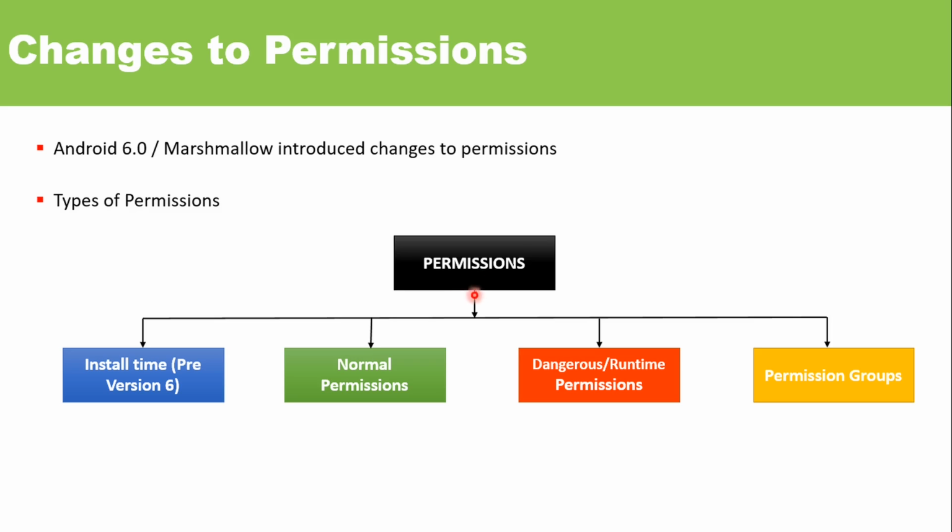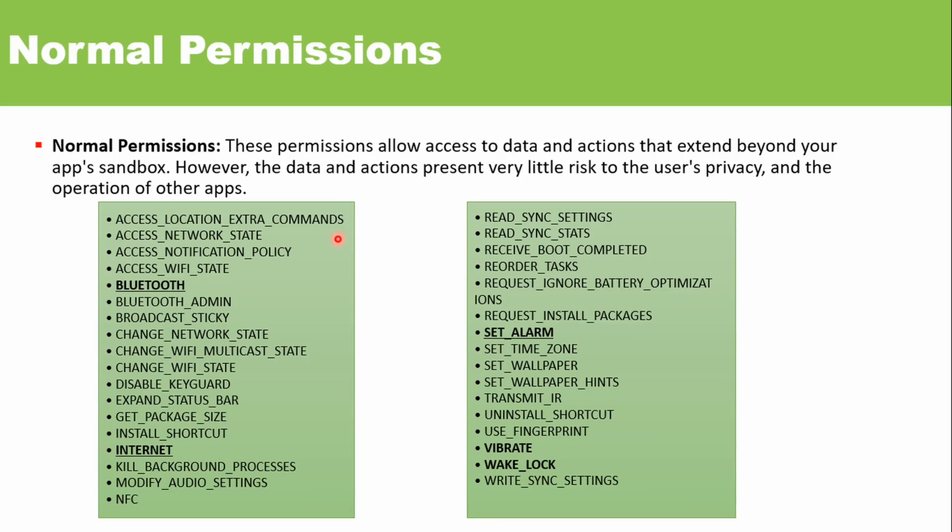So the permissions have some types. The types are install time, which is the pre-version 6, and the new permissions that were introduced in API 23 or Android version 6 were the normal permissions, the dangerous or runtime permissions, and the permission groups.